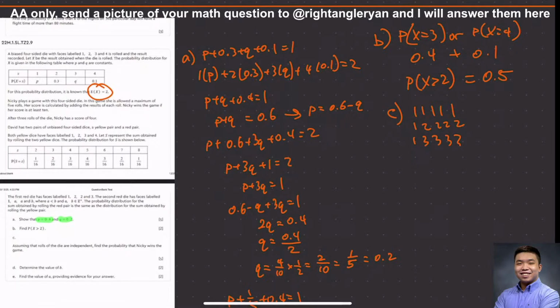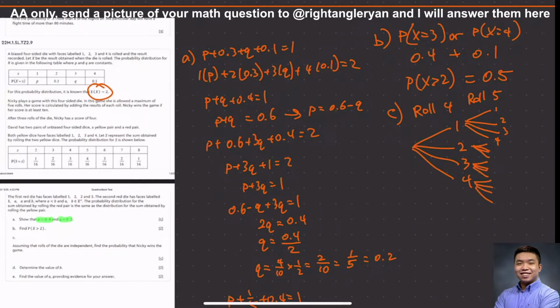Wait, after 3 rolls, Nikki has a score of 4, right? Oh, so we actually don't need to do 5 rolls because Nikki rolled 3 times already. Whoops. So if after 3 rolls Nikki has a score of 4, then on roll number 4 we can have either 1, 2, 3, or 4, and on the 5th roll we have 1, 2, 3, and 4, and so on. We can make a tree diagram.